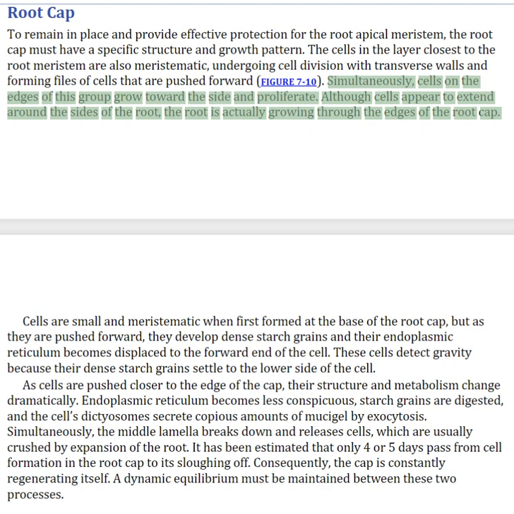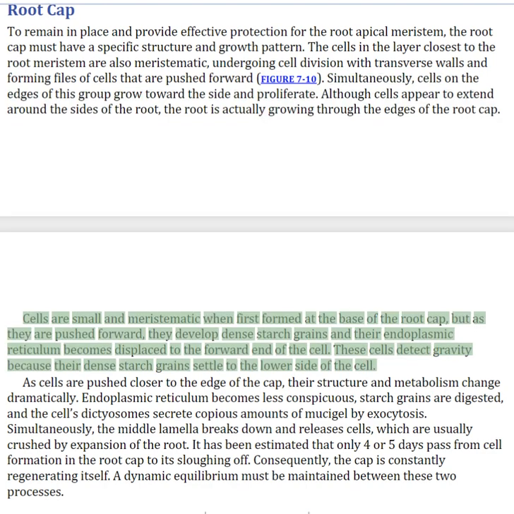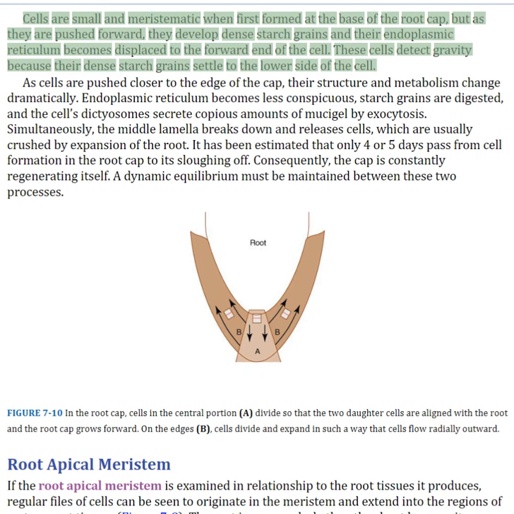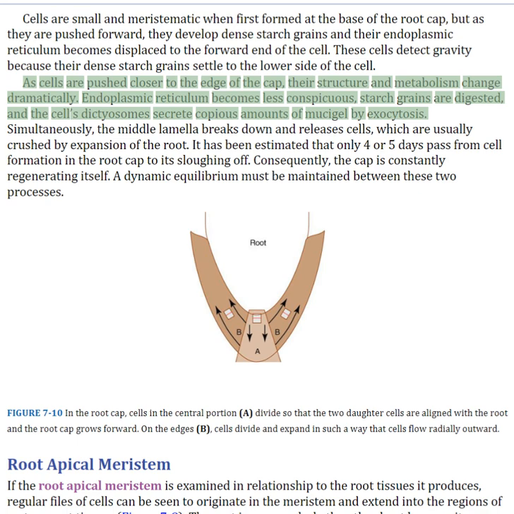Although cells appear to extend around the sides of the root, the root is actually growing through the edges of the root cap. Cells are small and meristematic when first formed at the base of the root cap, but as they are pushed forward, they develop dense starch grains and their endoplasmic reticulum becomes displaced to the forward end of the cell. These cells detect gravity because their dense starch grains settle to the lower side of the cell. As cells are pushed closer to the edge of the cap, their structure and metabolism change dramatically. Endoplasmic reticulum becomes less conspicuous, starch grains are digested, and the cell's dictyosomes secrete copious amounts of mucilage by exocytosis.